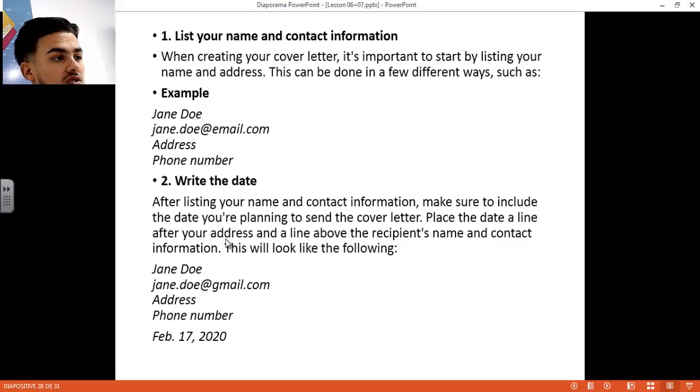Place the date a line after your address and a line above the recipient's name and contact. We will see later how to provide the name and contact of the recipient. So here we have the example.